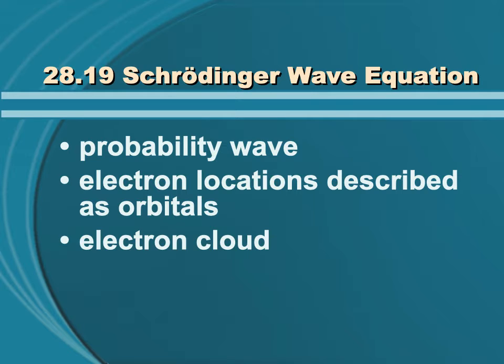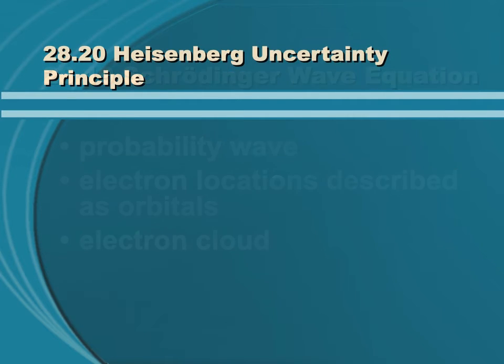And that leads us into, and we're not going to get into it in here because we did in chemistry, the s, p, d, f orbitals and all of that stuff that we did, quantum numbers, that's all built around the Schrodinger wave equation. Okay, Heisenberg uncertainty principle.